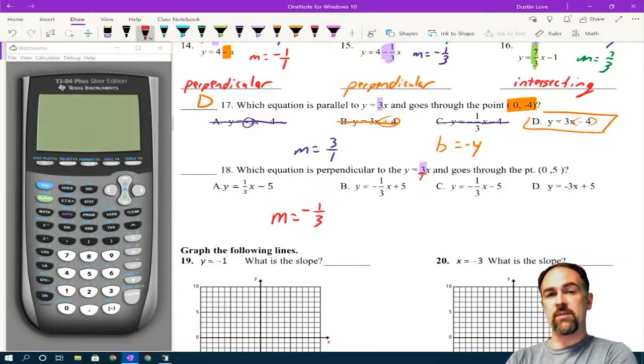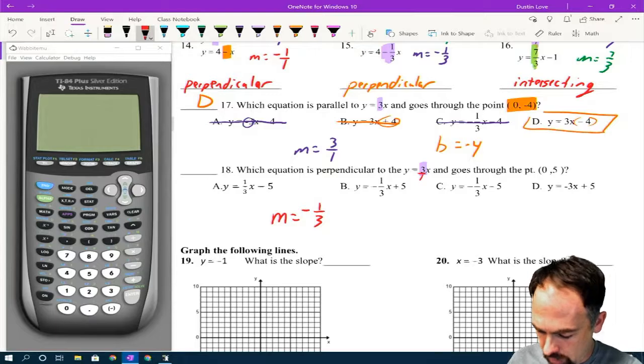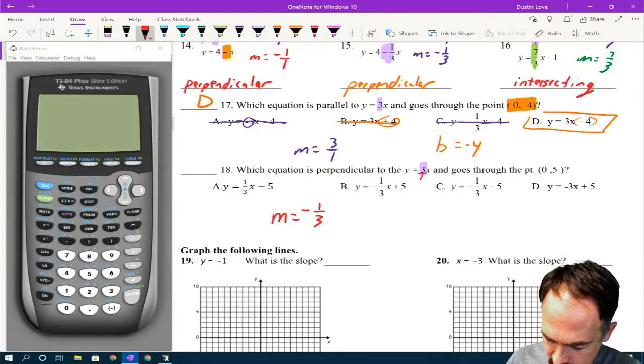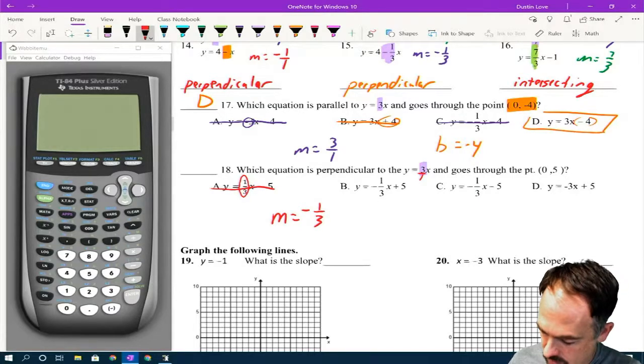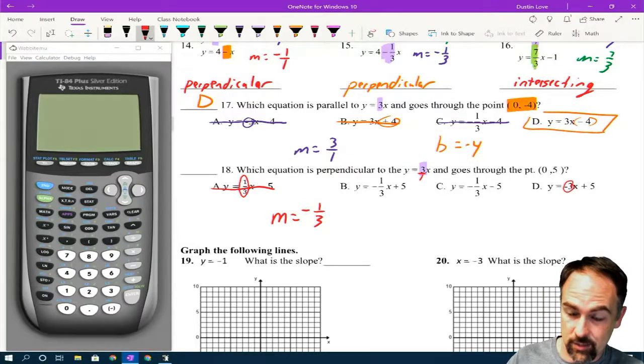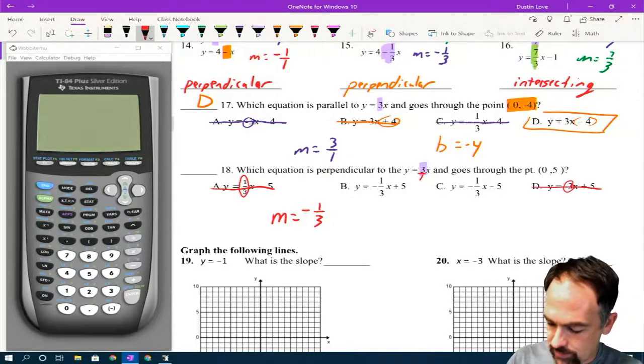Again, let's use process of elimination here and cross out what can't work. Here we've got positive 1/3. We're looking for a negative 1/3. That can't be it. Here I've got negative 1/3. That's good. Here we got negative 3. Again, it's negative, but it's not a reciprocal, so that does not count.